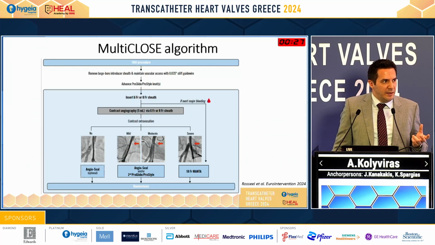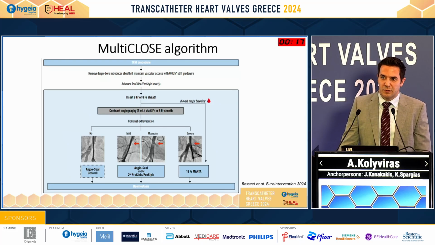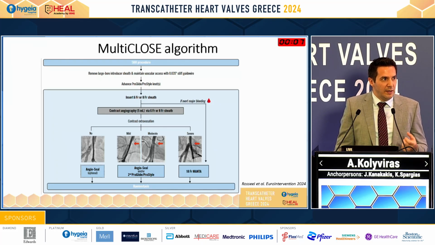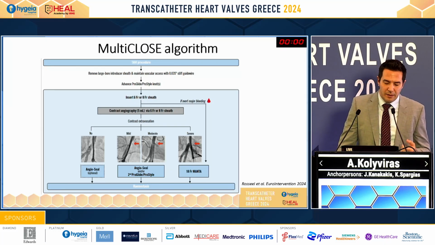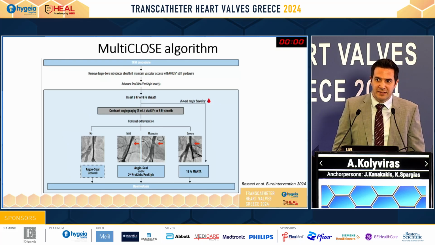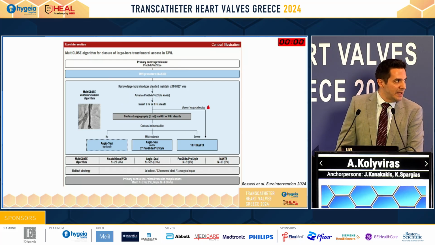And which technique is better, ProGlide or MANTA? In EuroIntervention, a MultiClose algorithm was published recently, which says that we always have to start with one ProGlide. At the end of our procedure, we remove the large bore introducer and insert a 6 or 8 French sheath in order to make a small contrast injection with 5 ml of contrast, and we check it. If there is no extravasation, we can close the arteriotomy with one ProGlide device or use an Angio-Seal. If we have a mild or moderate extravasation, we can use a second ProGlide. But if there is a severe extravasation, it's better to use a MANTA. Using this algorithm, major vascular complications were less than 1%.